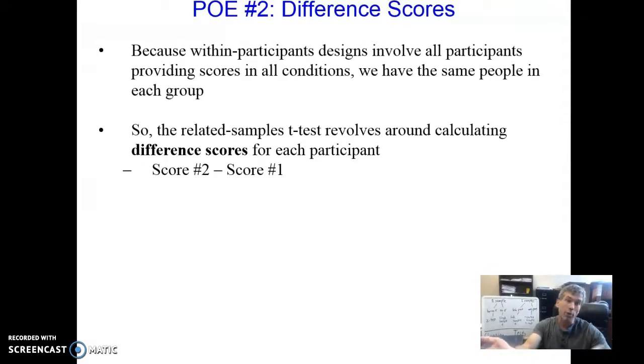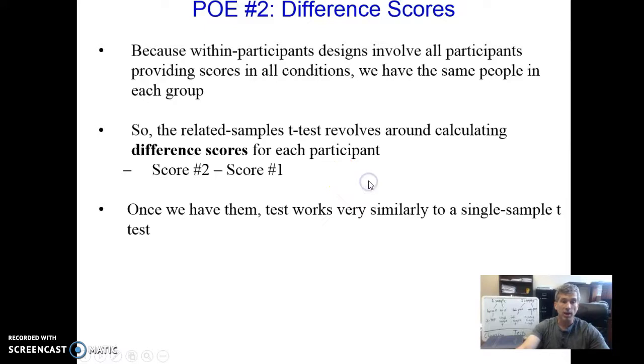The answer is you drop their data. You would eliminate their scores. You wouldn't use them. You need to get measurements from every participant in every condition to use that data. Anyway, because we're measuring the same people repeatedly, we boil their scores down to these difference scores. Score 2 minus score number 1. Sometimes it's important which one goes where, like when you're measuring the passage of time. Sometimes it's arbitrary. We'll see how we account for that when we get to our example problem.